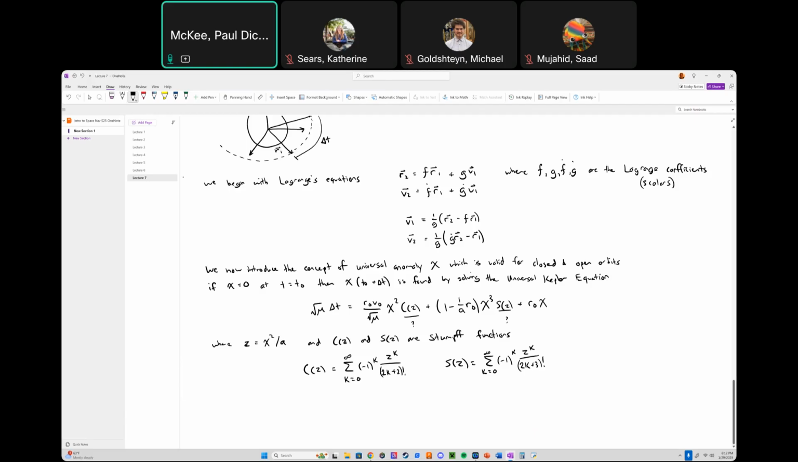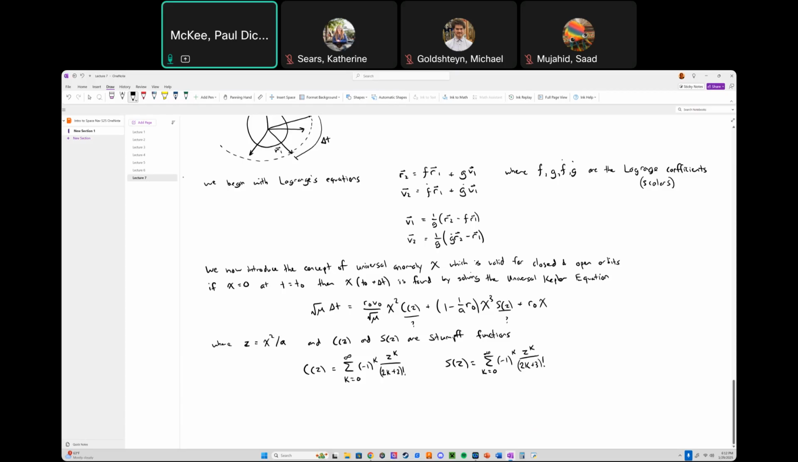These are functions of Z, which you can compute. Z is some function of universal anomaly and semi-major axis. So hopefully we see that while this is weird and drops out of nowhere, this is an equation that allows us to map universal anomaly from some present time onto some future time.